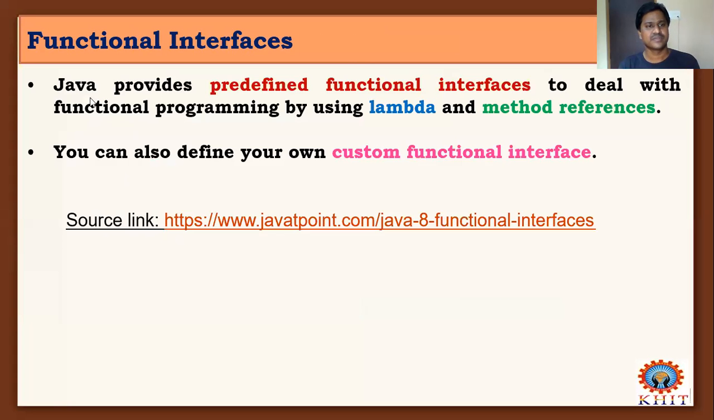Next, Java provides predefined functional interfaces to deal with functional programming by using lambda and method references. We'll discuss this one. Java provides, after Java 8, some predefined functional interfaces. And you can also define your own custom, user-defined functional interfaces. And this is the link for some predefined functional interfaces. I will show you.